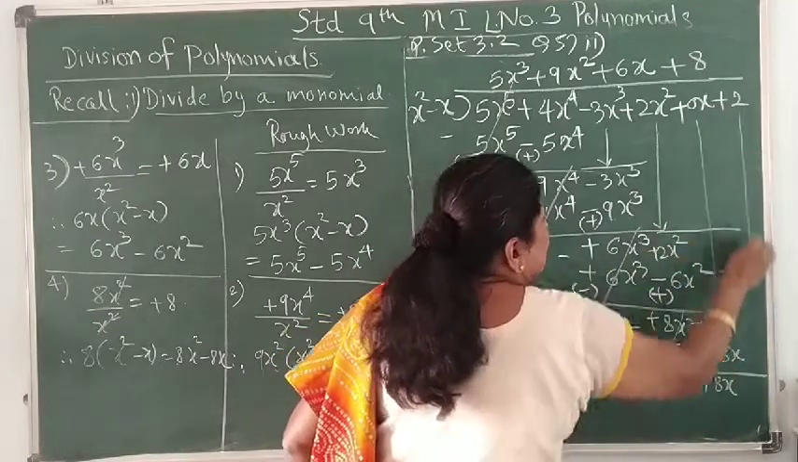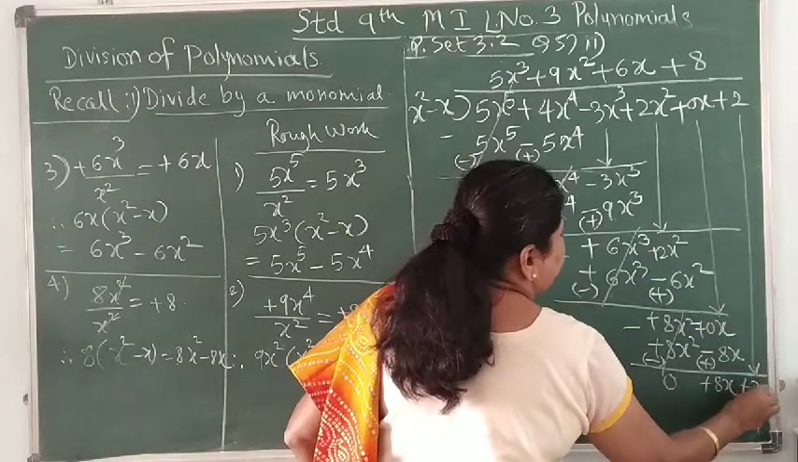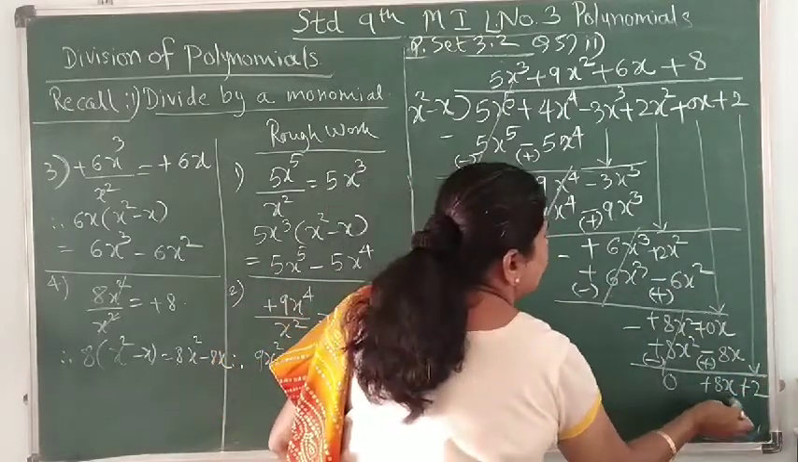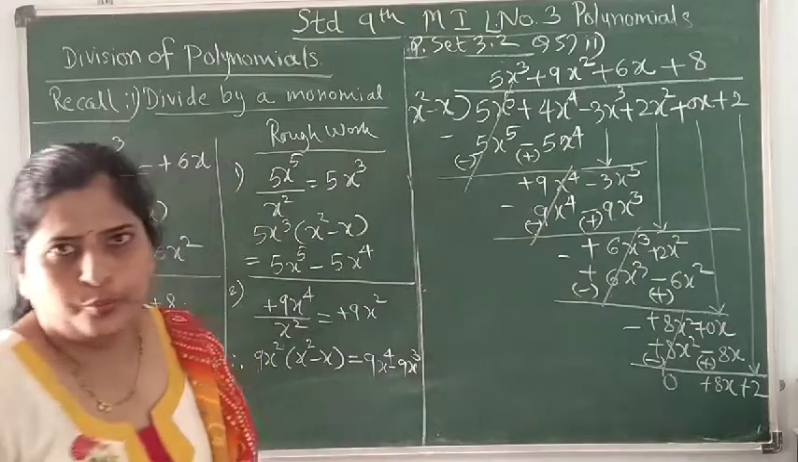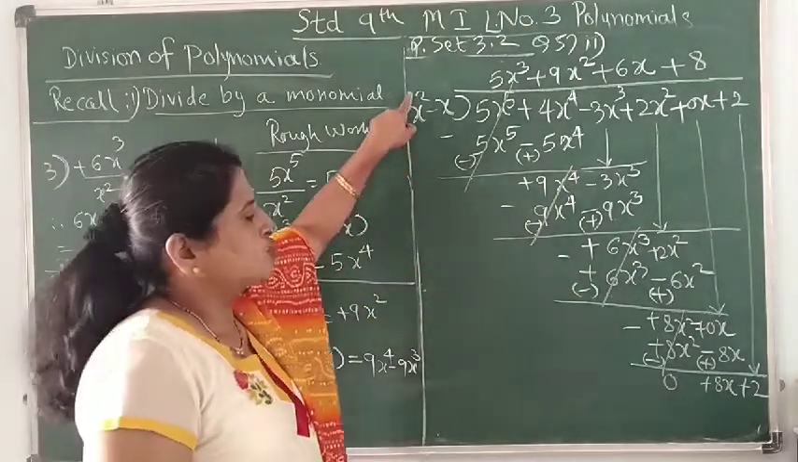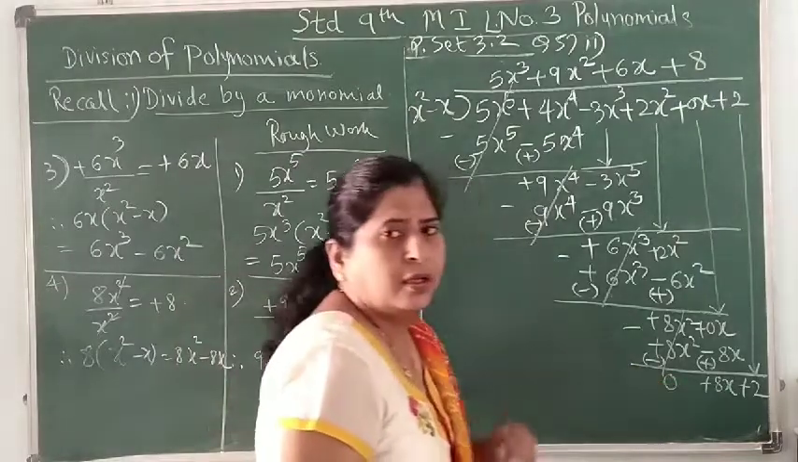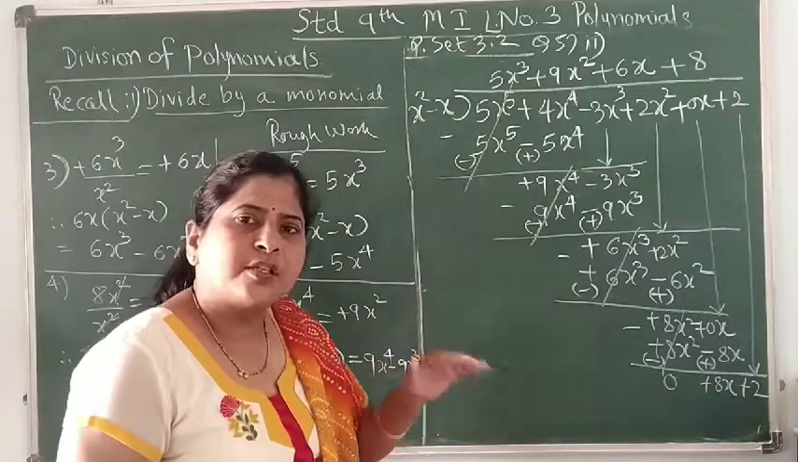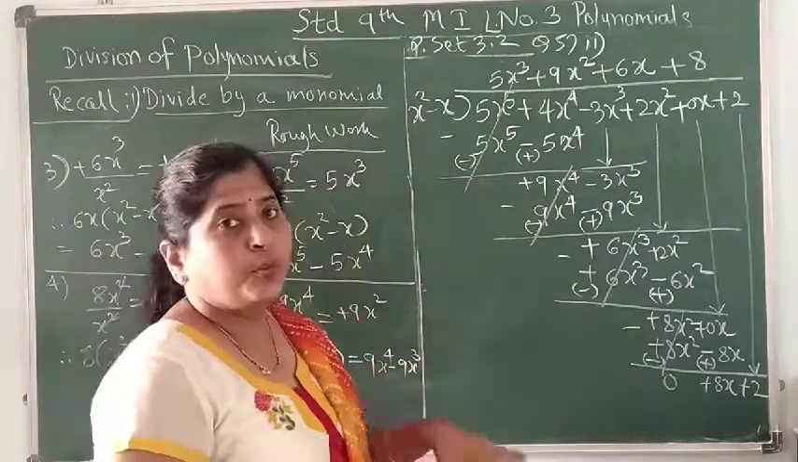Now what is the last term remaining over here? Plus 2. Okay, can we divide this plus 8x by x square? No, because the degree of this first term is 2 and the other degree is 1. That's why we have to stop here. This is going to be the remainder.